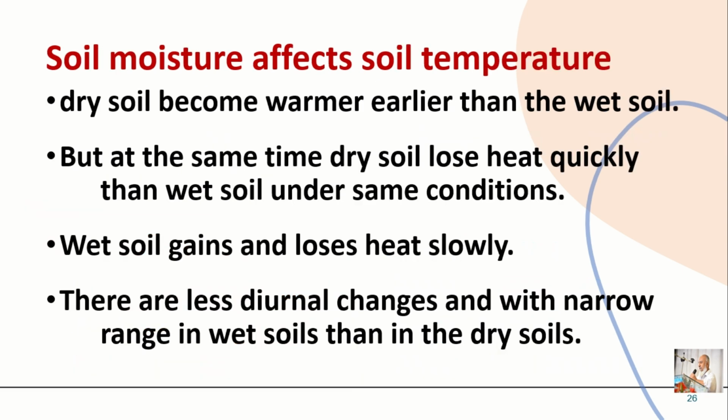Soil moisture affects soil temperature. This is another way. Because of water, dry soil becomes warmer earlier than the wet.